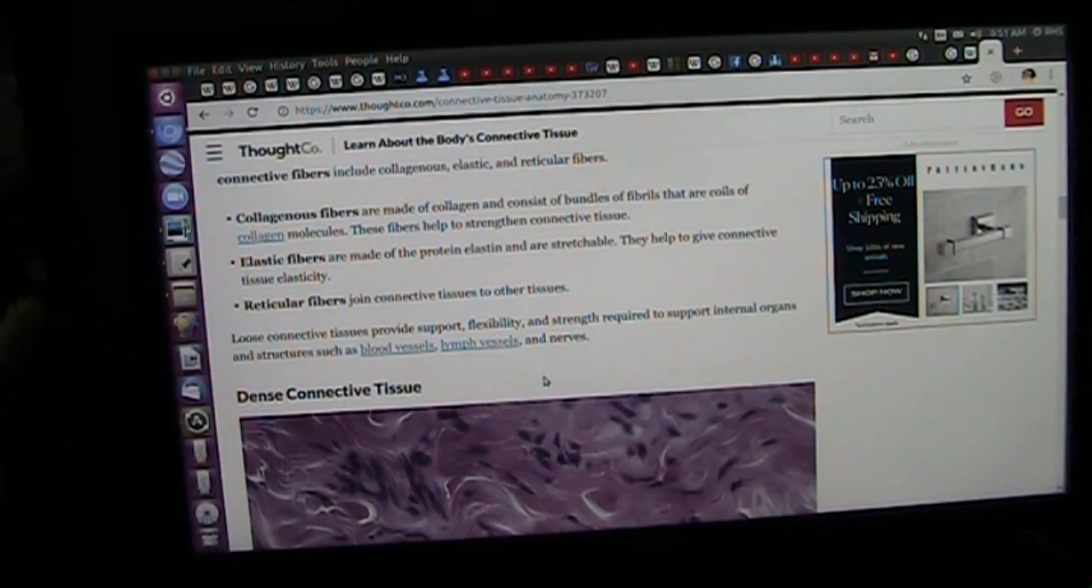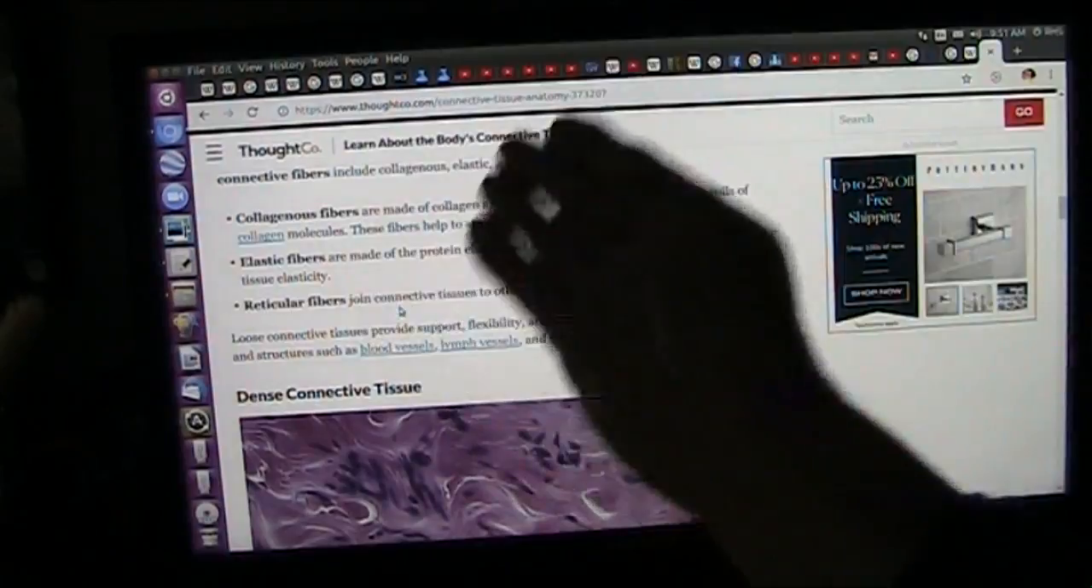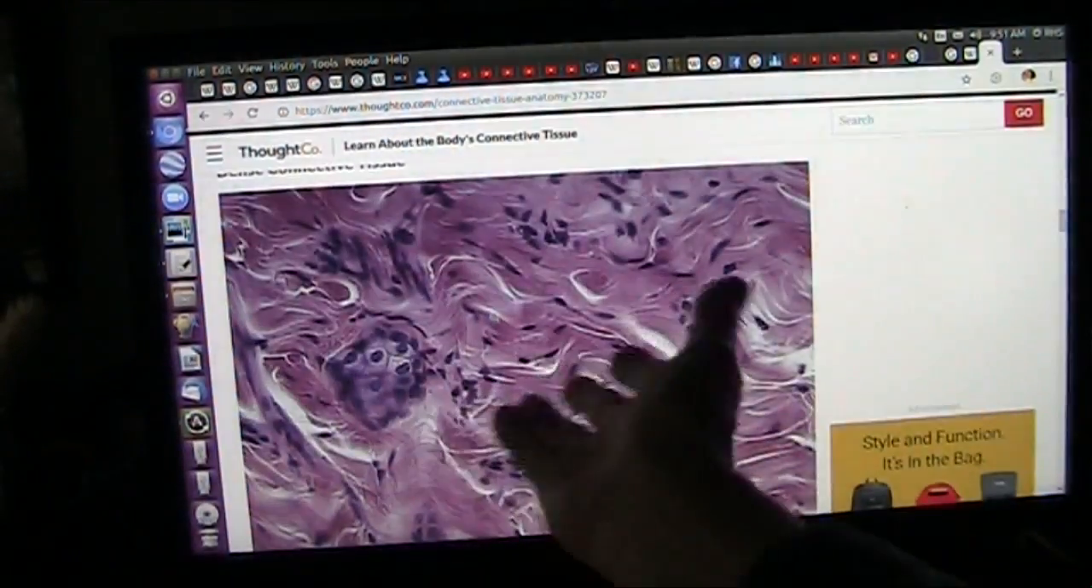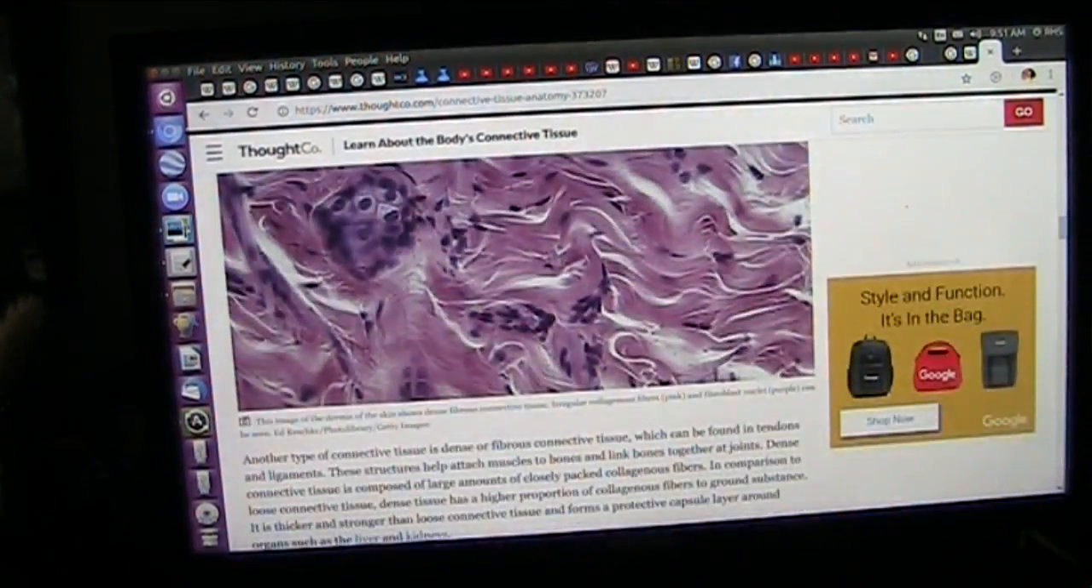And I'm going to show you what, well, anyway, we'll go from here. But these are connective tissues: collagenous, elastic, reticular. And you can see these in mud fossils. If you look carefully, they're all over the place. They change a little bit.